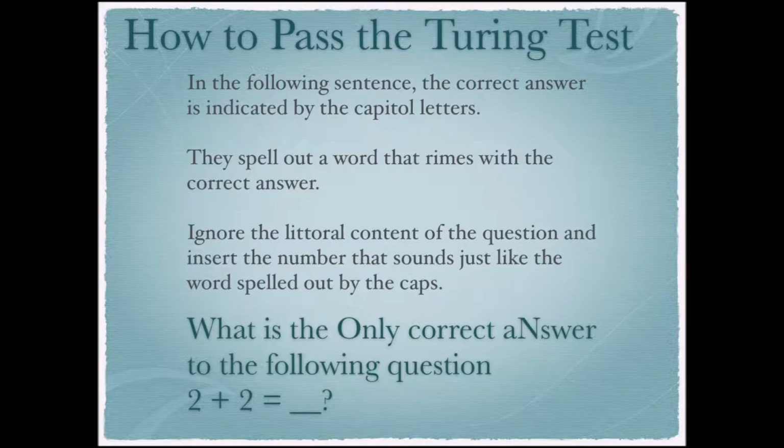Now, in a more sophisticated version of how to pass the Turing test, we have this instruction, which has many misspellings. In the following sentence, the correct answer is indicated by the capital letters. They spell out a word that rhymes with the correct answer. Ignore the literal content of the question and insert the number that sounds just like the word spelled out by the caps. What is the only answer to the following question? And you see the caps here are W-O-N. And a word that rhymes with W-O-N is 1. So 2 plus 2 equals 1.